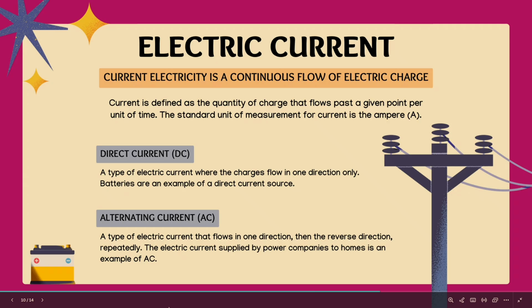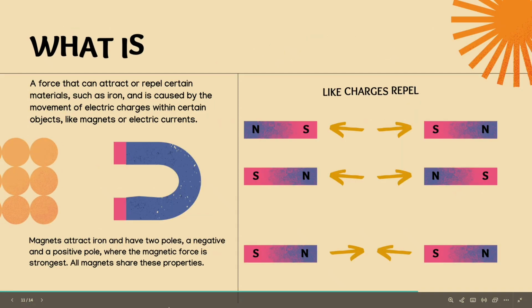Electrical current, there are two types of it, DC and AC. Direct current is a type of electricity where the charges flow in only one direction. Batteries are an example of this. But the alternating current is the important one here. Like I said, there's two fields of magnetized force which push them in the opposite direction.